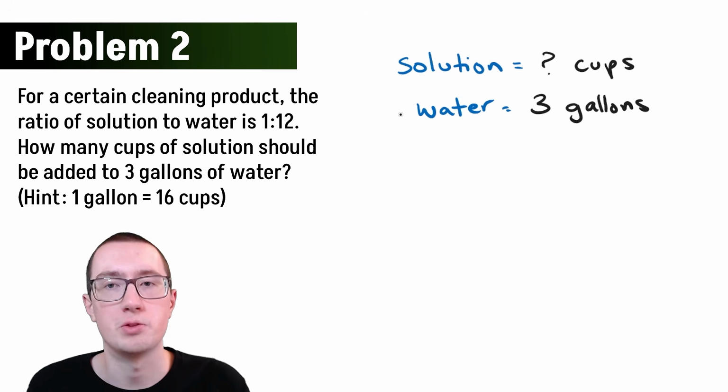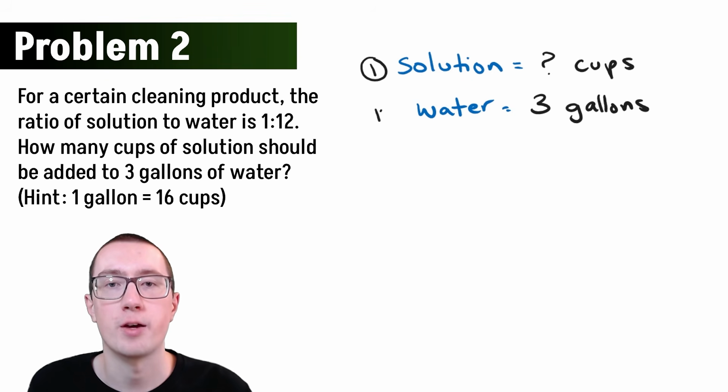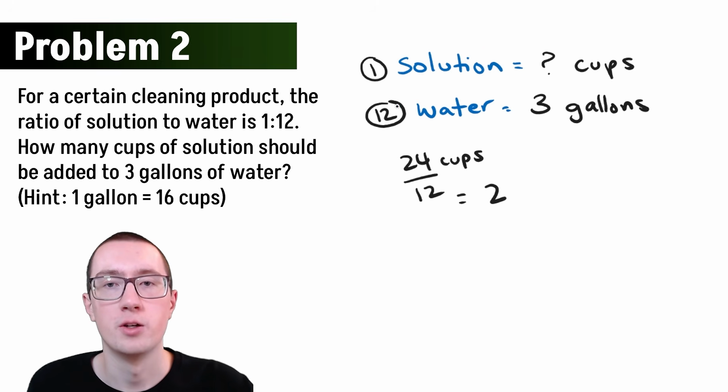You need to know what your units are. And then it says that the ratio of solution to water is 1 to 12. So basically, for every 1 cup of solution you have, you're going to have 12 cups of water. So for example, if you had 24 cups of water, then if you wanted to find out how much solution there is, well, we could just divide by 12. And 24 divided by 12 is 2. So then 24 cups of water means 2 cups of solution.